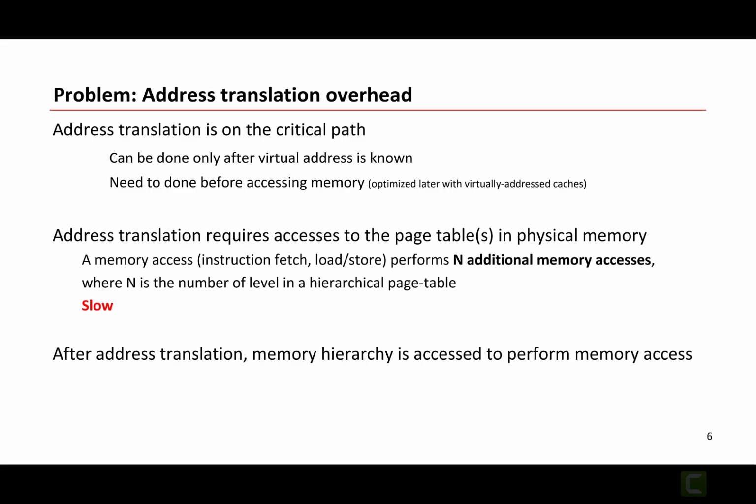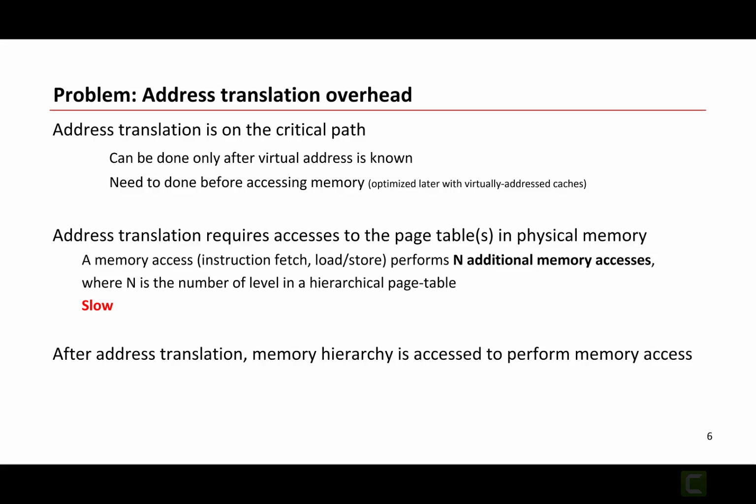And in the memory stage, you need to then translate it. And the translation has to be done before accessing the memory hierarchy. Now later on we'll come back and optimize this particular constraint, but for now assume that you have to do the address translation after the address is known, and only then can you go and access the memory hierarchy, which includes your cache and then your main memory.